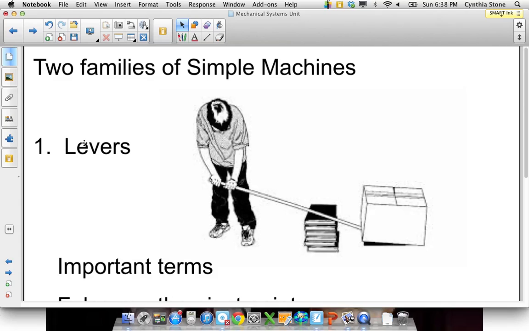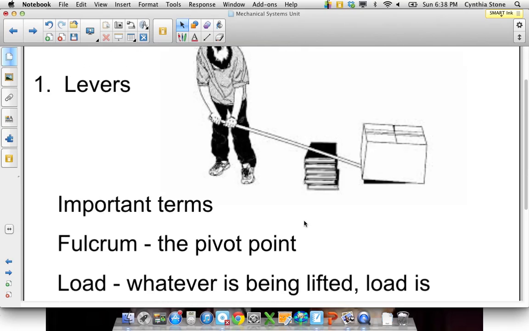A compound machine compared to a simple machine. A compound machine is one that has several simple machines made up in it, but a simple machine is just one basic, very simple thing. An example is a lever, right? Here's someone trying to make it easier to lift this mass by using a lever over a fulcrum. This would be the pivot point. That's what's called the fulcrum.